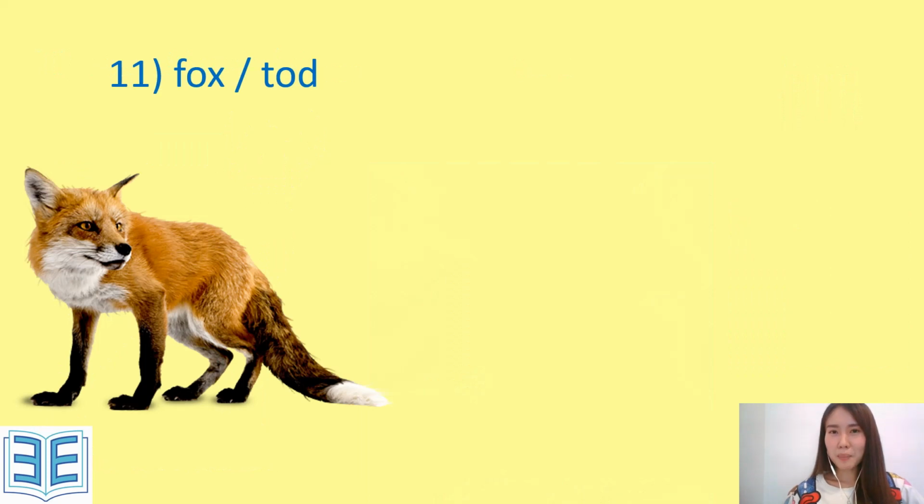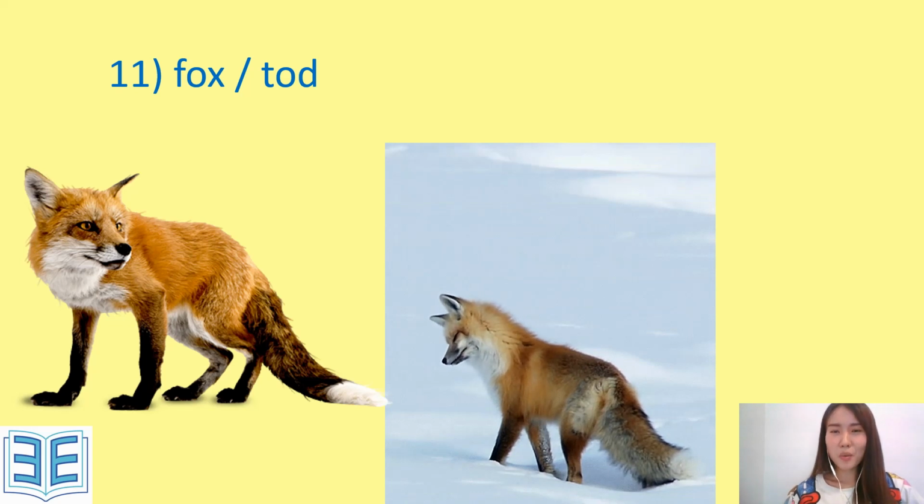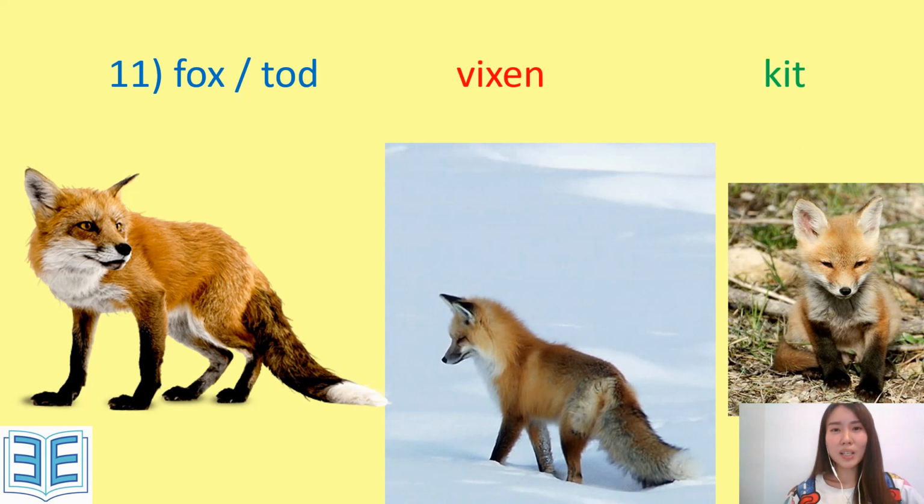11. For the family of fox, we have fox or tod. Then for the female, we have vixen. And for the baby, we call it kid.